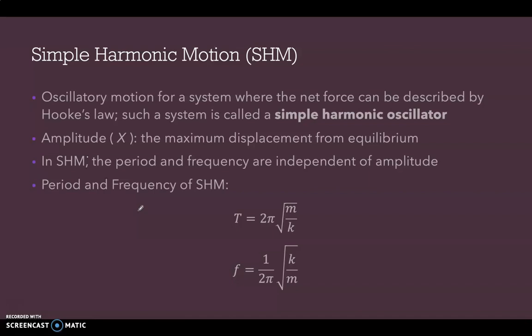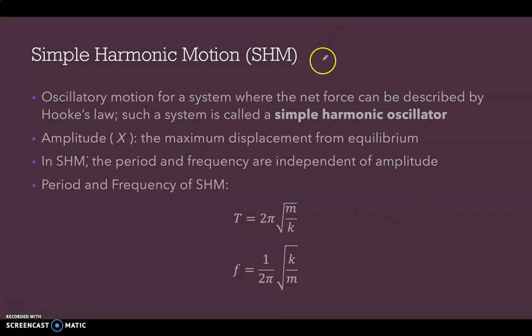Okay, and such a system is called a simple harmonic oscillator. Now I need to define a couple of things first. One thing is called the amplitude. It's indicated by a big X, or a capital X, and that is the maximum displacement from an equilibrium.